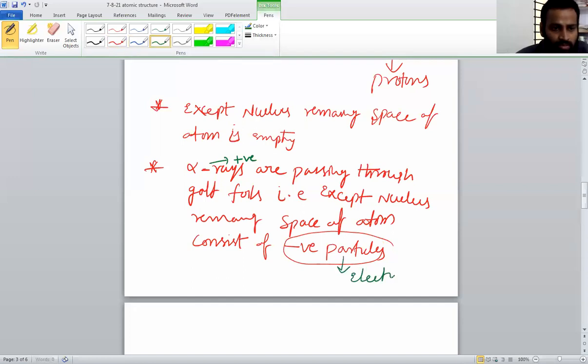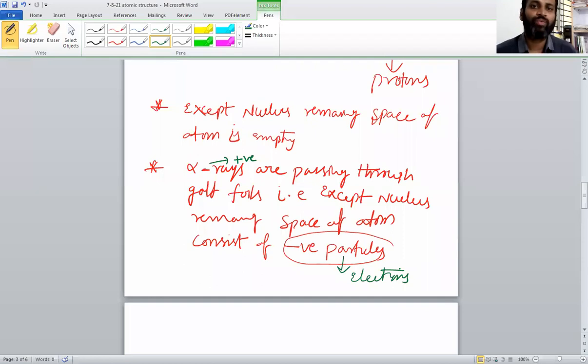We have some clarity now. According to Rutherford, we had one clarity: the atom is spherical. Here you have a nucleus at the center of the atom. The nucleus consists of positive particles, and those positive particles are called protons. Around this nucleus, electrons are present.